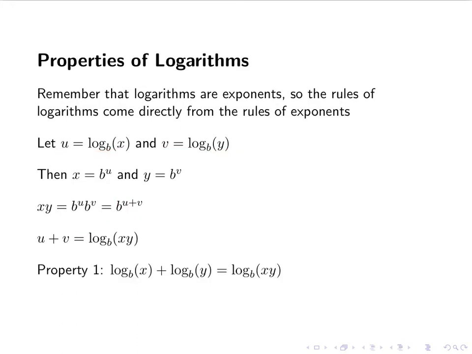So property 1 is that log base b of x plus log base b of y equals log base b of x times y. So if I'm adding two single logarithms, then I can combine them into one logarithm by multiplying the arguments.